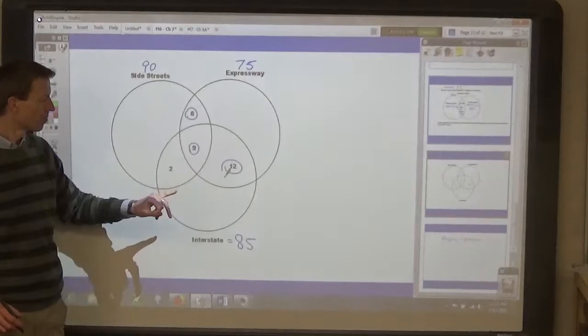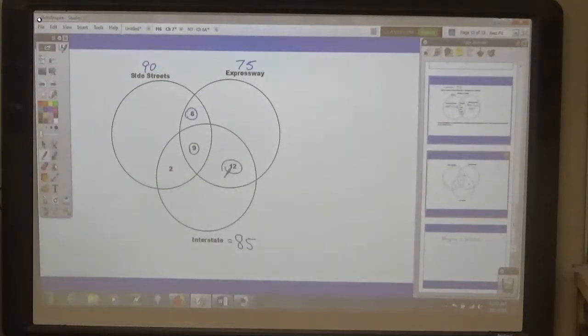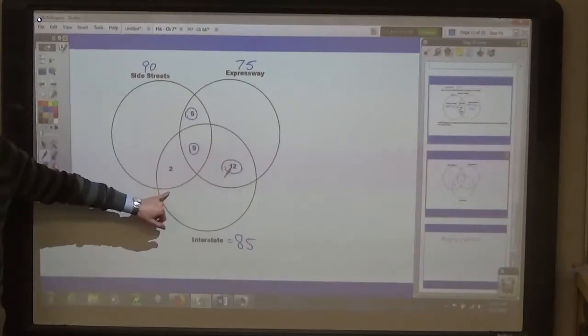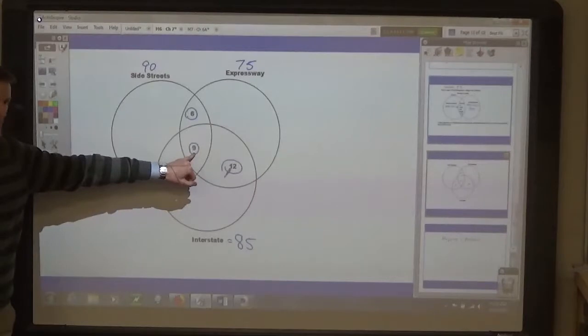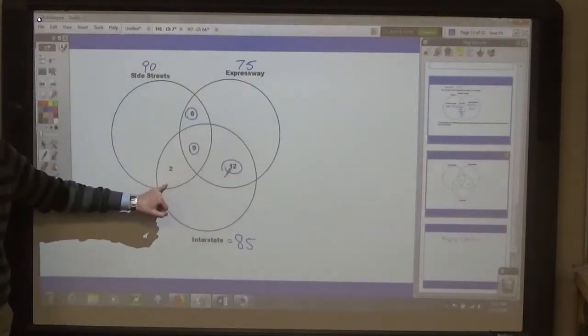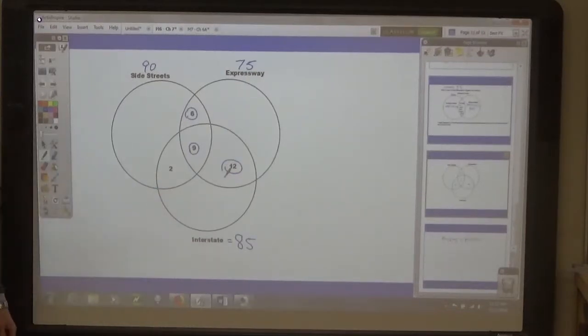Okay? And then it says that 11 use both the side streets and the interstate. And so 11 minus 9 is 2. And that's how we know that the 2 goes there. Now you should be able to answer the questions. How many only use the side streets?